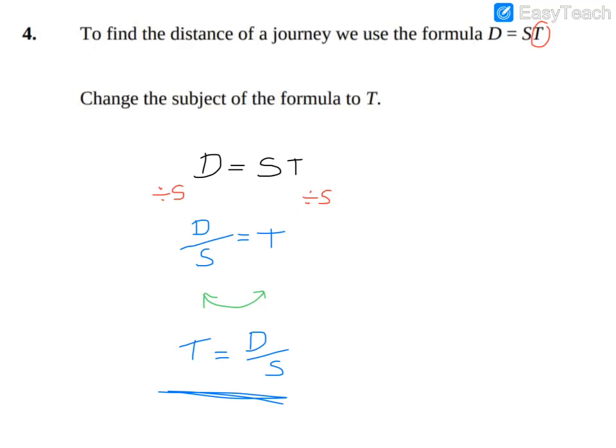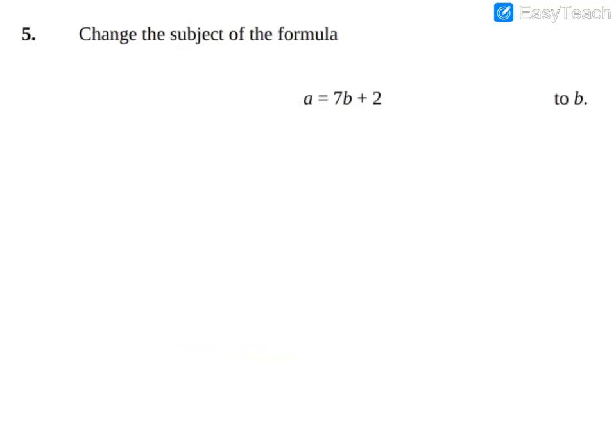Okay, good. We'll do another one, question 5. Now we're changing the subject again. This time we've got a slightly more complicated formula. We want to make b the subject. So this is going to be our new subject. We want to get rid of this multiply by 7, and we want to get rid of this plus 2, but the plus 2 is the bit we're going to get rid of first.